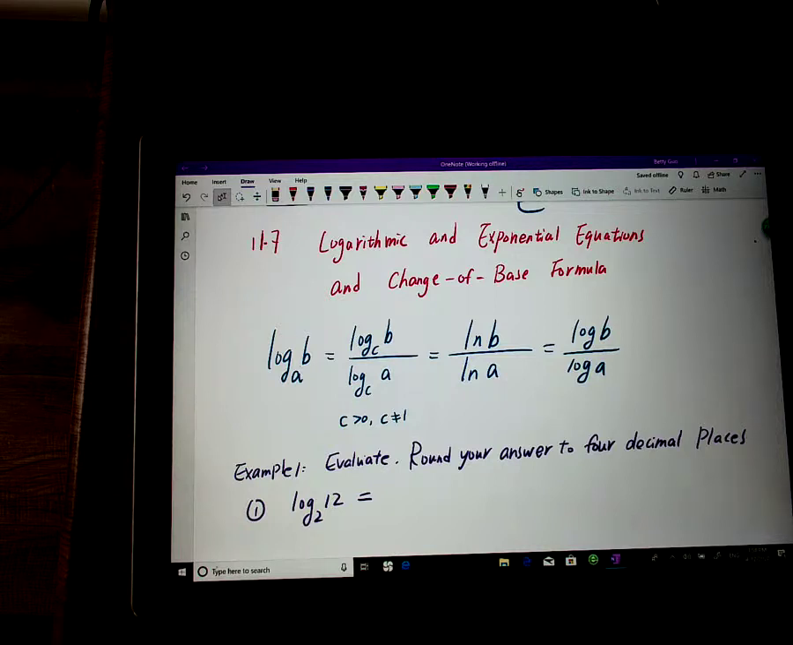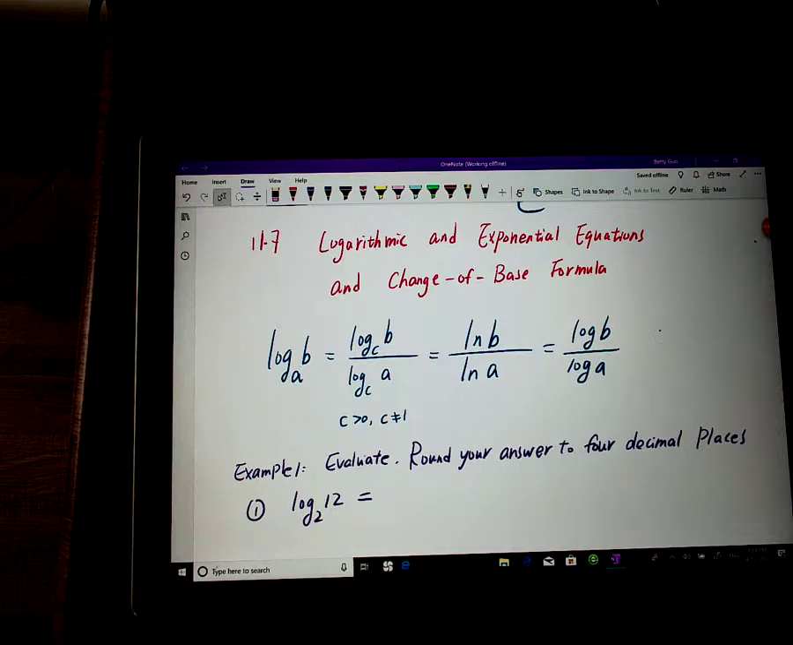Hello everyone. In this video, we are going to talk about logarithmic and exponential equations and change of base formula, section 11.7. So two things. Number one, change of base formula. How do we apply change of base formula to evaluate any given logarithms? Second thing, solving equations. The equation could be exponential equation or logarithmic equation.